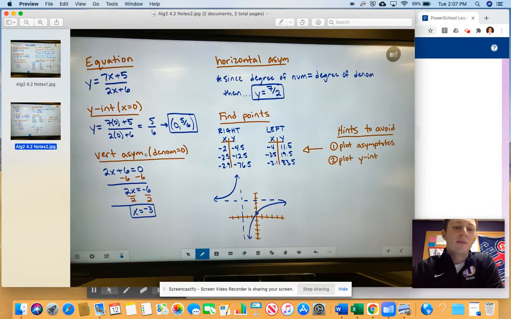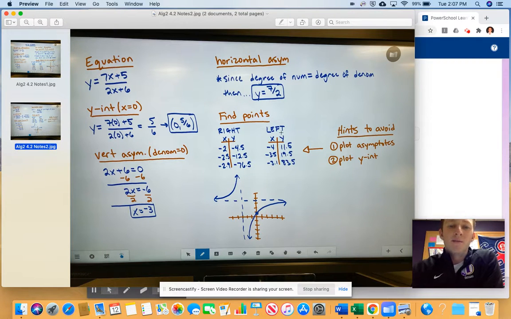For the vertical asymptote, we're going to set the denominator to 0. So 2x plus 6 equals 0. Solving for x, we see that x equals -3 in this case. So we do have a vertical asymptote. We need to find the horizontal asymptote, and here, both the numerator and the denominator have the same degree of 1. When this is the case, we just use their coefficients, and our coefficients are 7 and 2. So our horizontal asymptote is y equals 7/2.